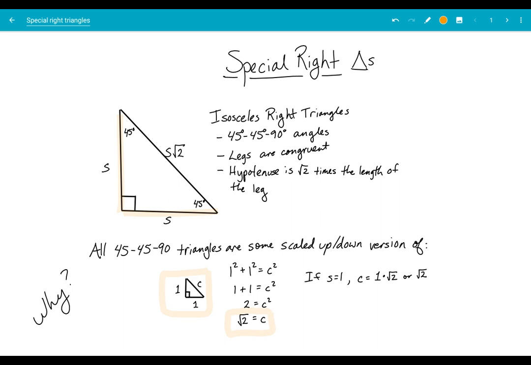And that is the special property of isosceles right triangles. Whatever S is, you can use that to figure out the hypotenuse length without having to do any other math besides multiplying it by the square root of 2.